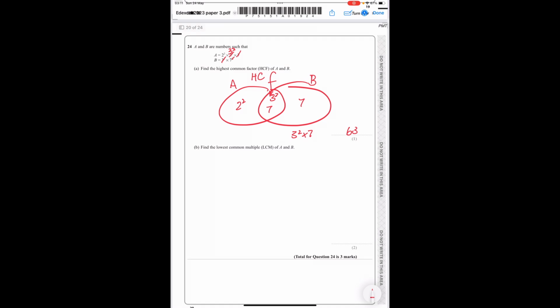Now then it says find the lowest common multiple. Remember, lowest common multiple is multiplying all 3. So we're going to times all of those numbers, 2 squared times 3 squared times 7, and that gives us the answer 15,876.